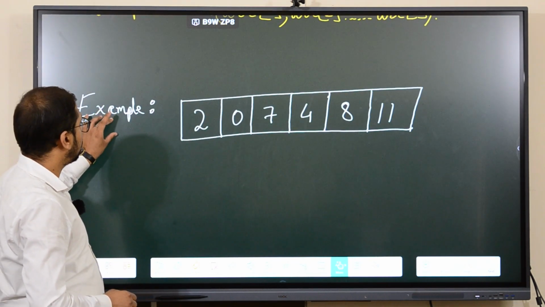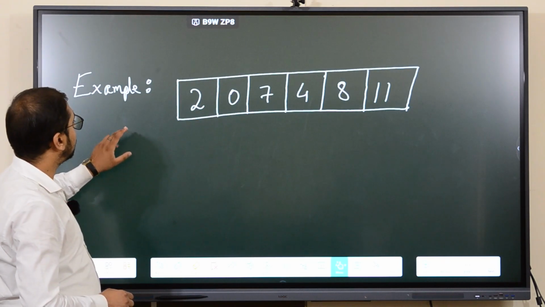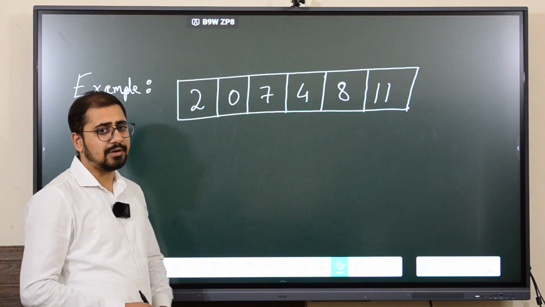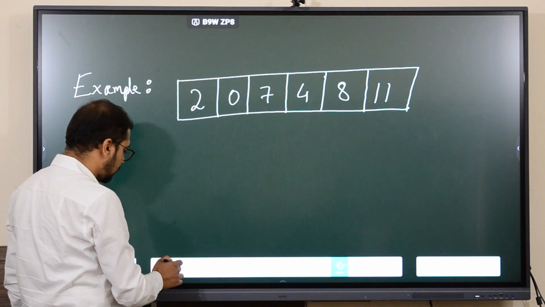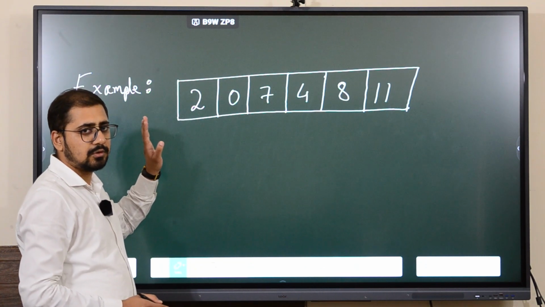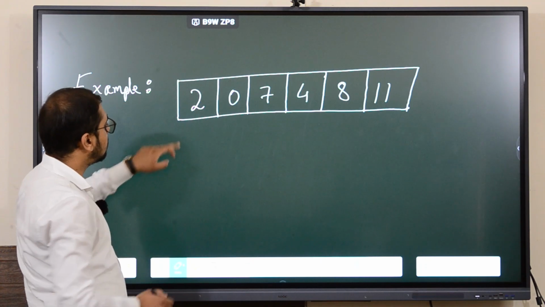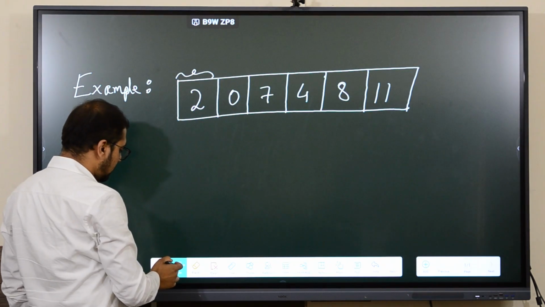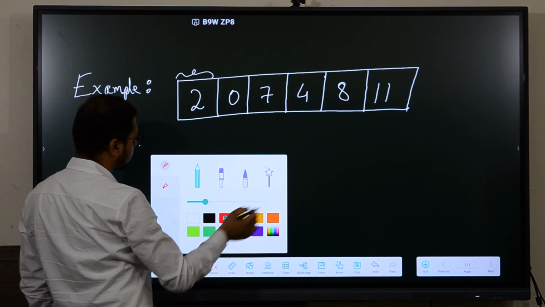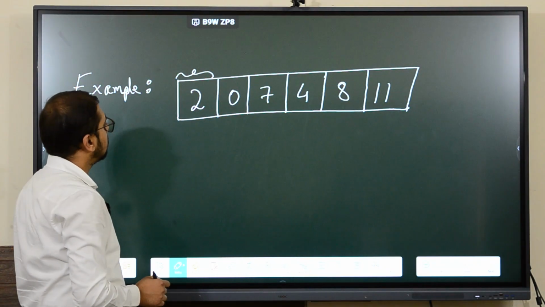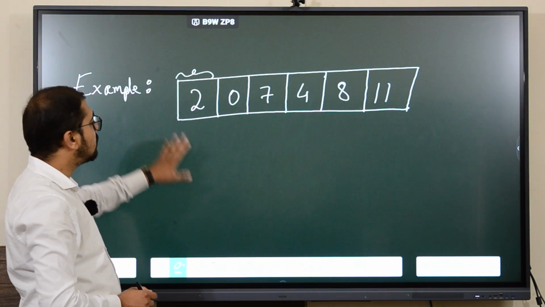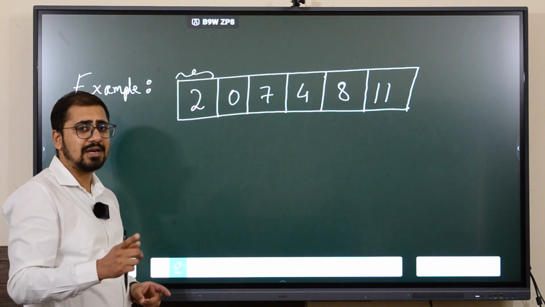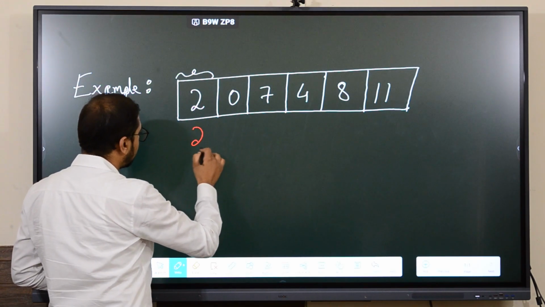Suppose we have this example array which has the elements 2, 0, 7, 4, 8 and 11. Just consider the first element, don't take the entire array. It is a single sub array of only one element, so 2 is the maximum value here itself.